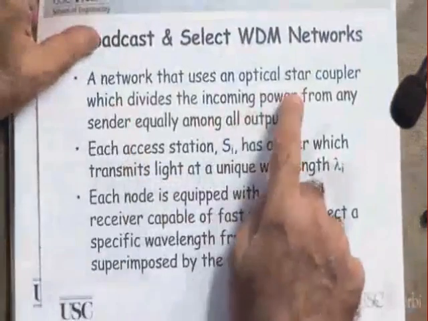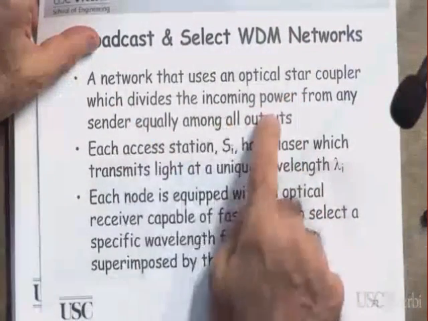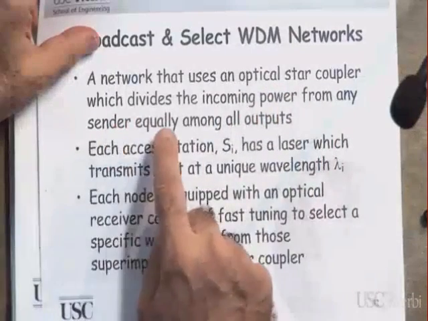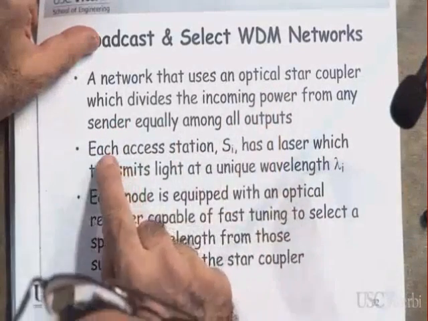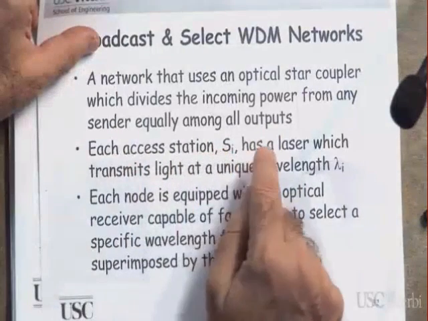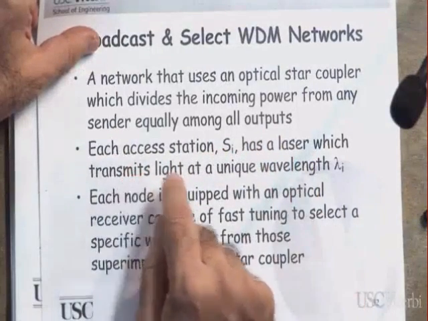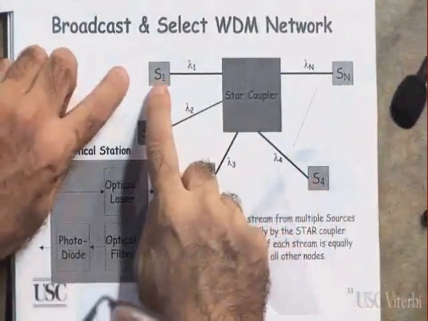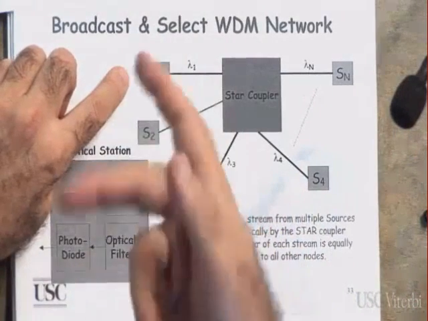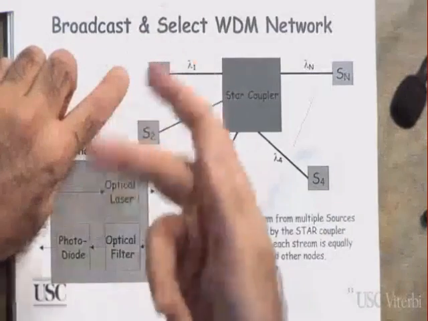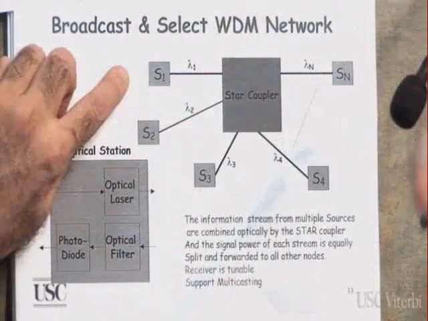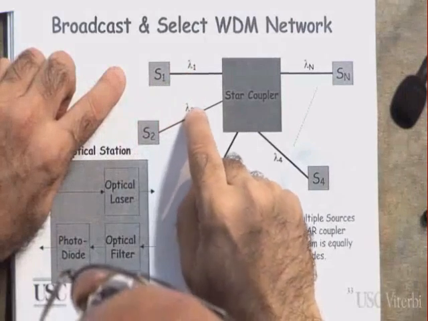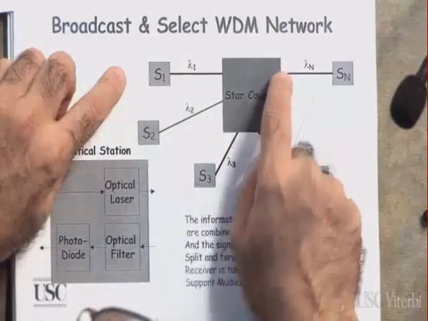A network that uses an optical star coupler which divides the incoming power. Remember, the star coupler, what does it do? It divides the incoming power from any sender equally among all outputs. Each access station, Si, has a laser which transmits light at a unique wavelength. So every one of these stations can tune its transmitter to how many wavelengths? One wavelength. So this one can transmit at lambda 1, this one at lambda 2, lambda 3, lambda 4, lambda n.